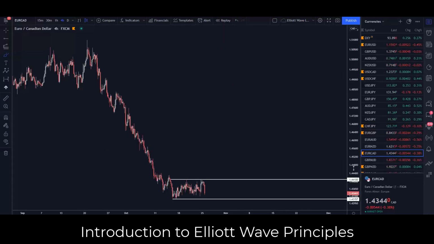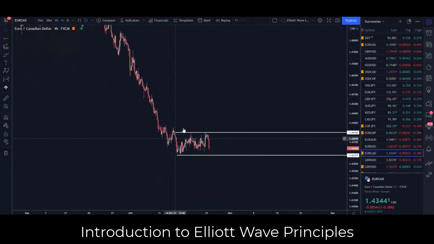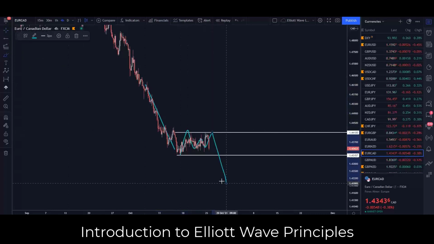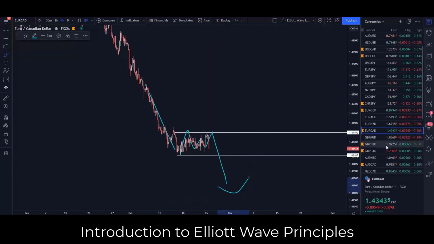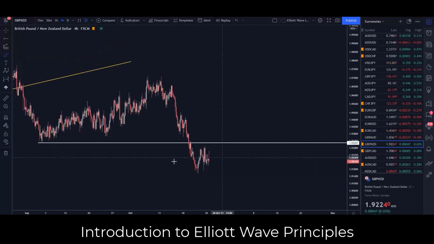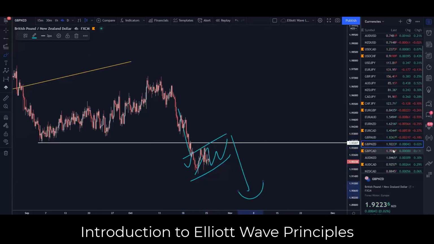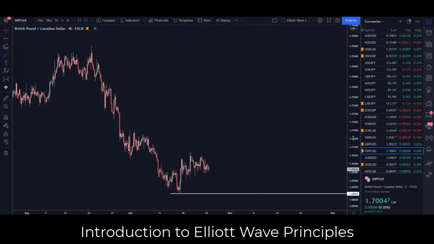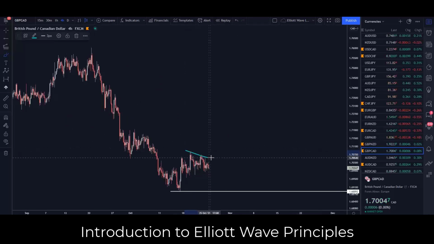Euro CAD, I think this one is the clearest and the most obvious pattern, right? So you get that impulse and then the correction, so your projection is downside. Pound New Zealand, same thing here. You can see this is the impulse, this one here developing into a crawl, a correction, so look for the downside. Pound CAD is a little bit like dollar CAD. Ideally this one here you want to see as a correction, therefore you look for an upside.